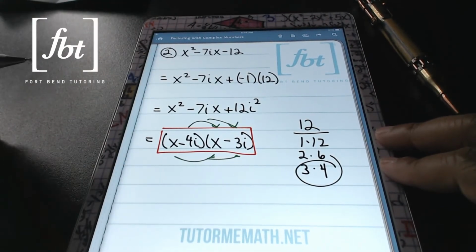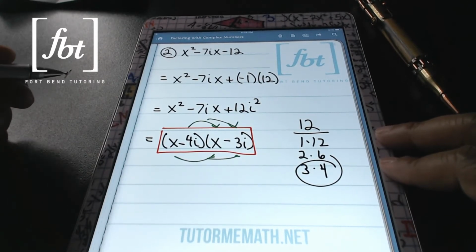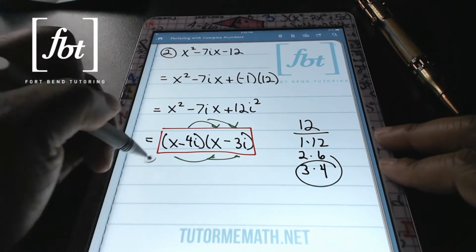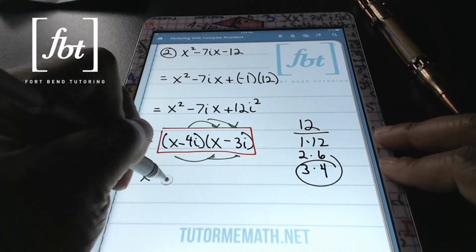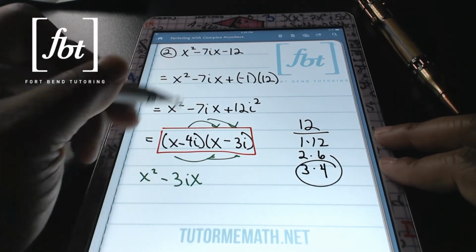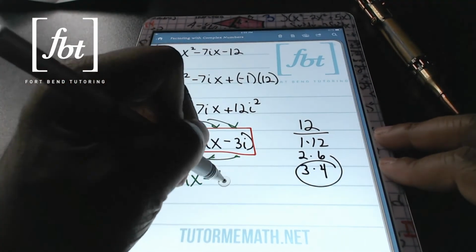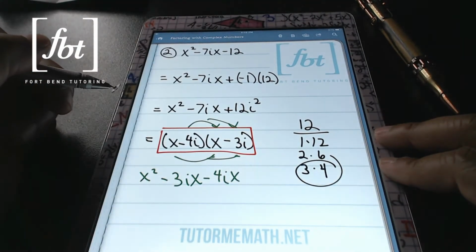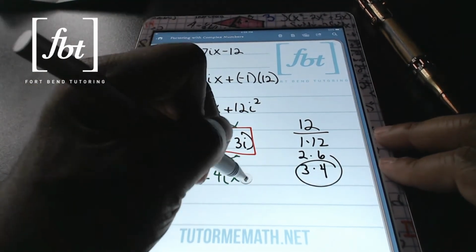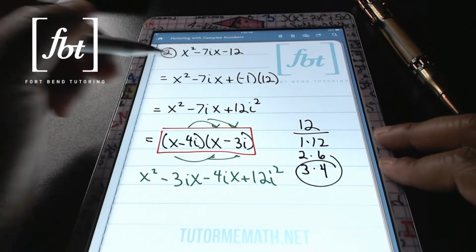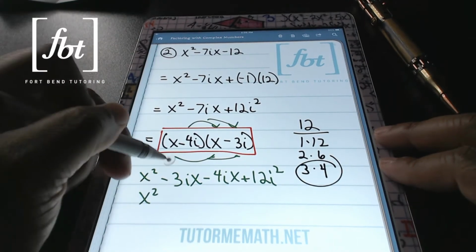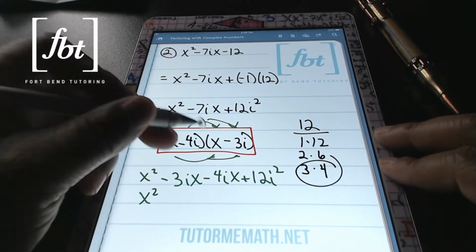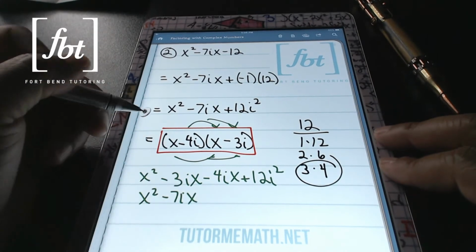So what we'll be doing is multiplying this out, seeing what our answer is, confirming, verifying that our answer is the original expression. So multiplying x times x, we'll get x squared. Multiplying x times -3i gives me -3ix. Then multiplying -4i times x, that gives me -4ix. Then multiplying -4i times -3i will give me a result of positive 12i squared. Then combining our like terms, we'll have x squared, the -3ix and the -4ix combined to give me -7ix, which looks familiar, right?